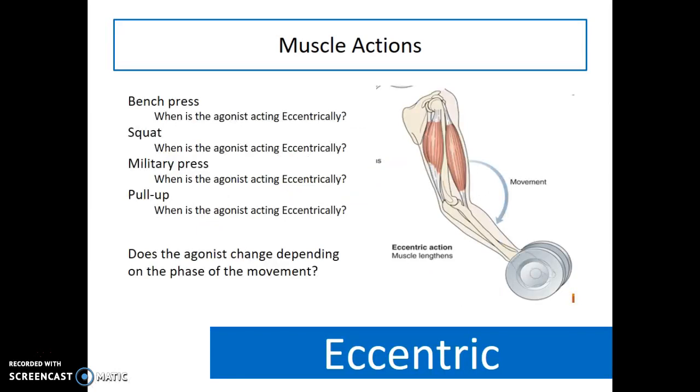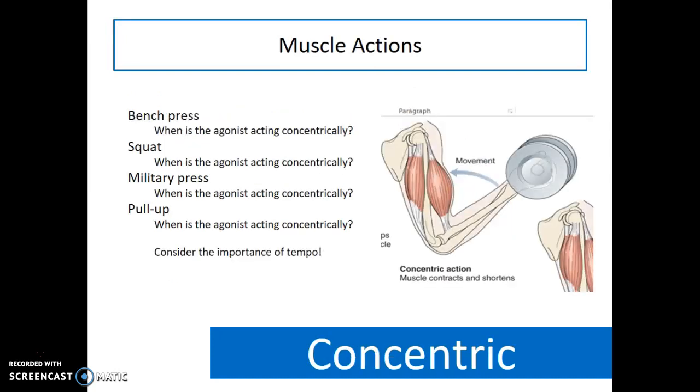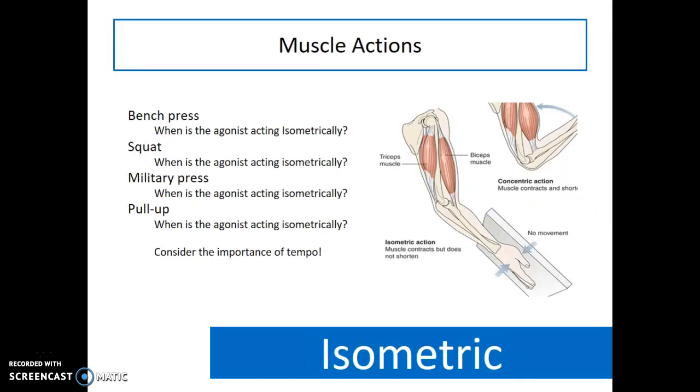Looking through these, take a moment, pause the video. You can even utilize the slides that are present in the chapter so that you can practice the muscle groups and decide what the agonist is doing depending on the phase of the movement. Same idea for the concentric, same exercises, and then again for the isometric.